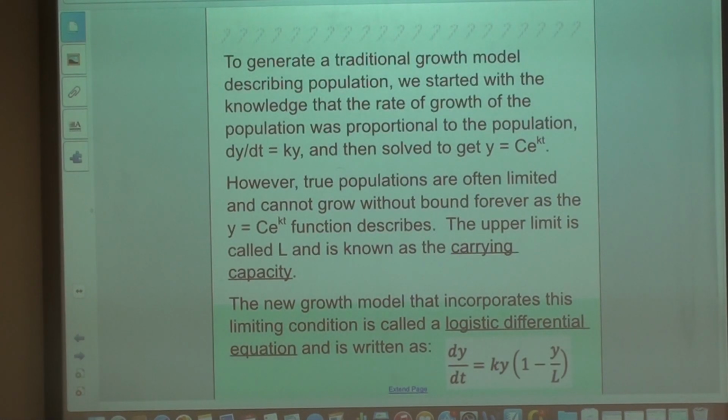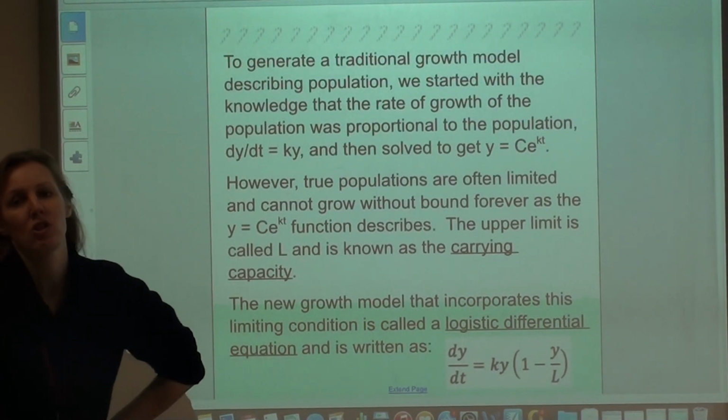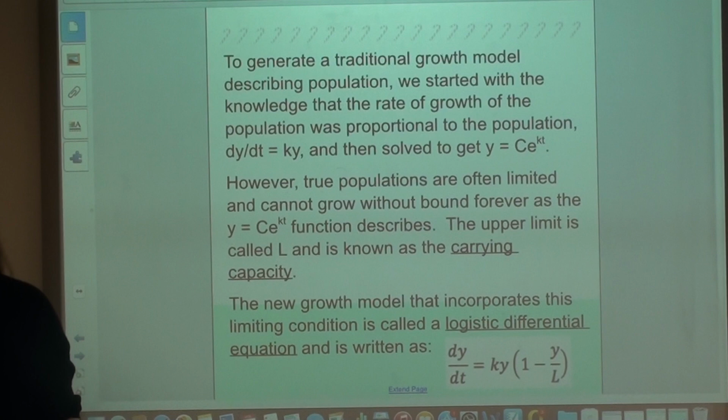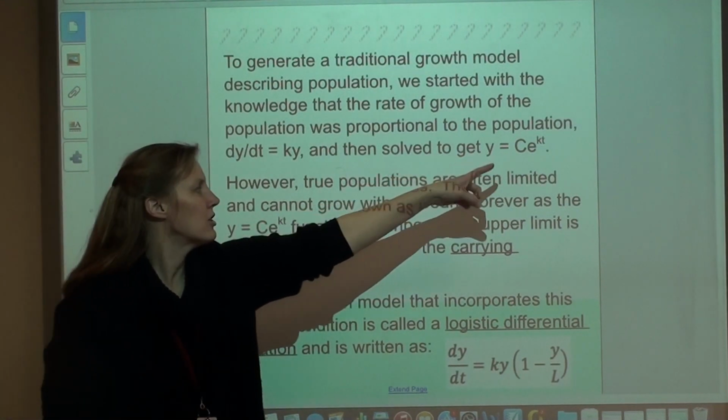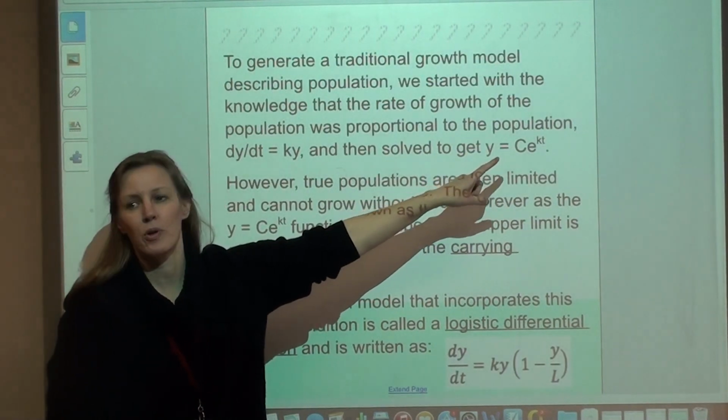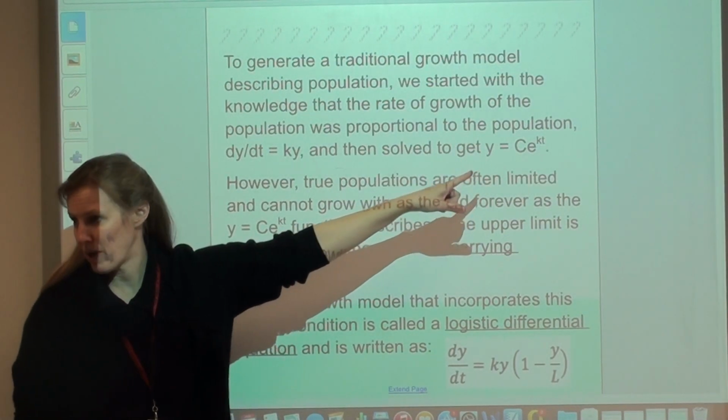First, we're going to explain them. To generate a traditional growth model describing population, we started with the knowledge that the rate of growth of the population was proportional to the population at a given time t. So you end up with dy/dt equals ky, and when you solve it, you get essentially PERT, which we called y equals c e to the kt. Is that what you called it before? Okay. So this is your standard population growth for continuous exponential growth.